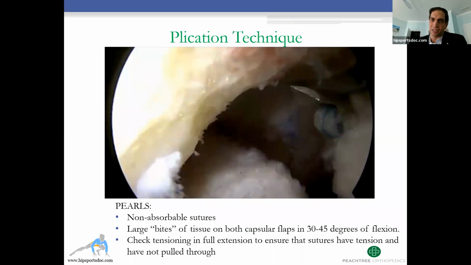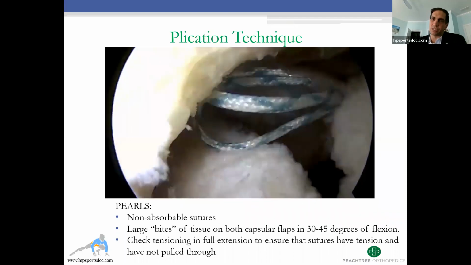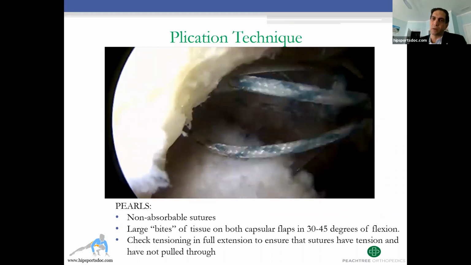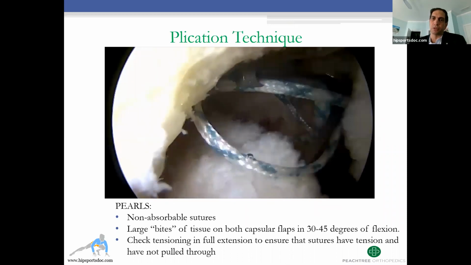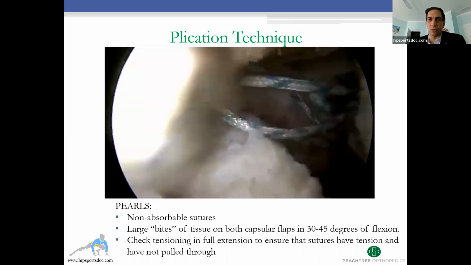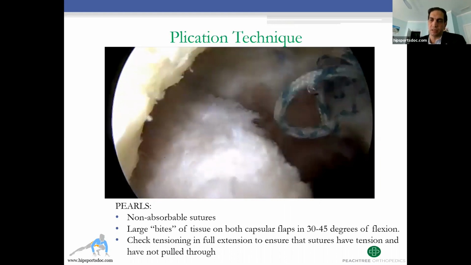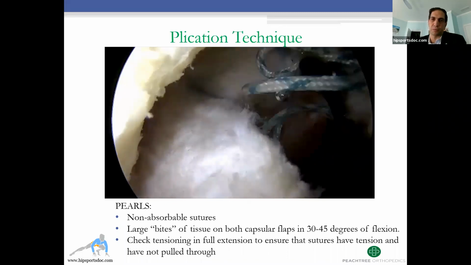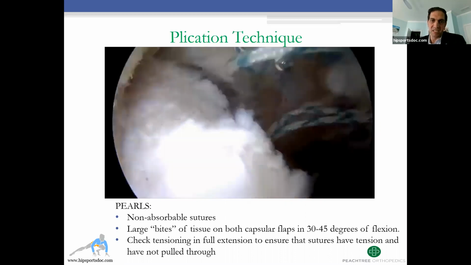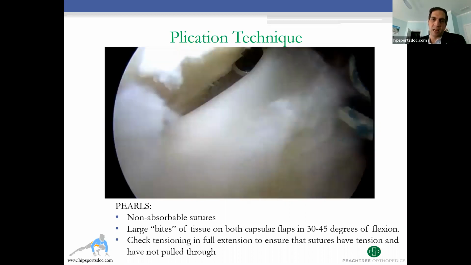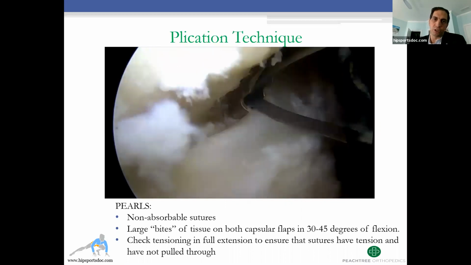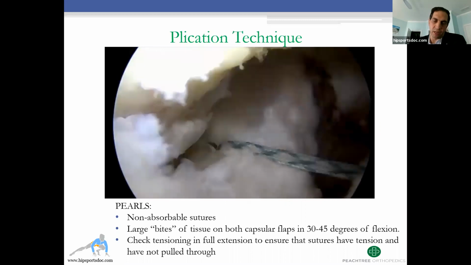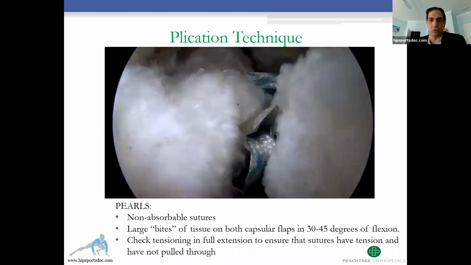Here's the plication technique. So this is actually passing through the leaflet closer to the labrum on one side. I've used a double-stranded technique here. I think a single or double strand technique is certainly reasonable. And then the suture passing device is passed along the more distal leaflet, extending down towards the femoral neck margin. Larger bite there. You can see it's even well away from the area of capsular trimming to visualize the joint.